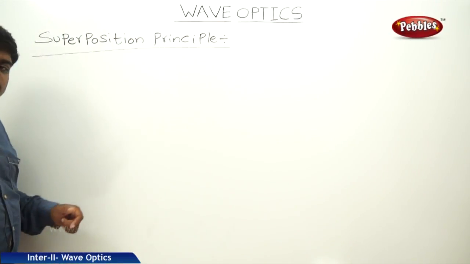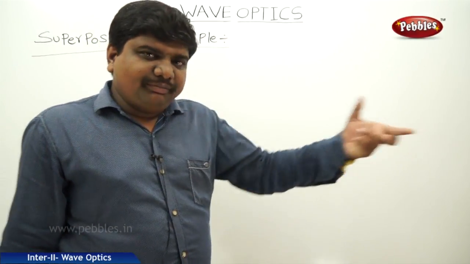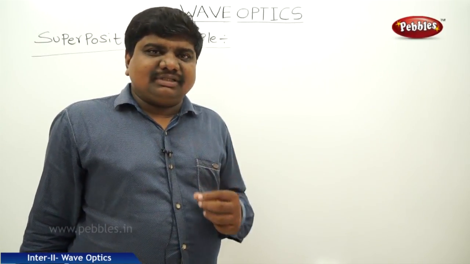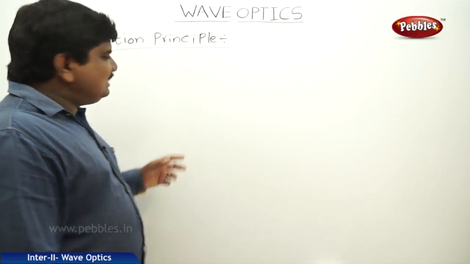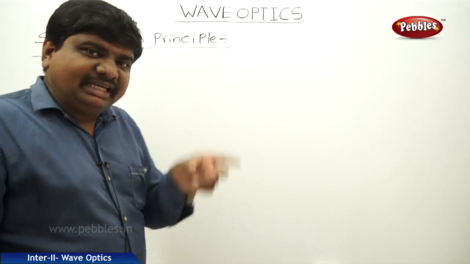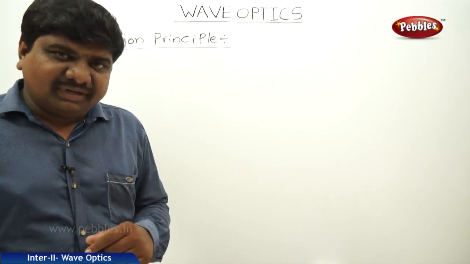The next concept is the superposition principle. If two or more waves are traveling through a medium, each wave has its own displacement, and at some point these displacements try to overlap or superpose on each other. Then the resultant displacement of the waves is equal to the sum of the individual waves. This is said to be the superposition principle.